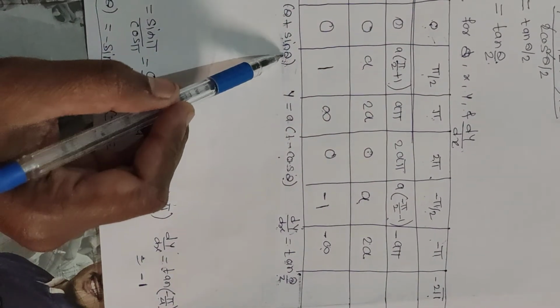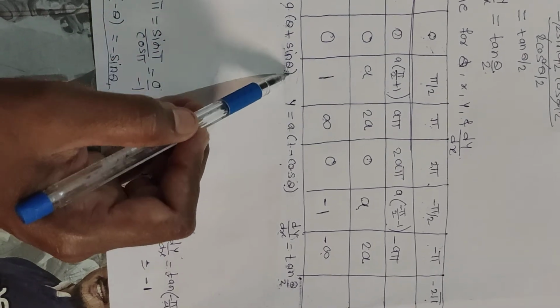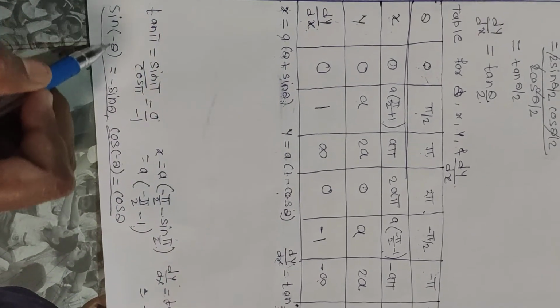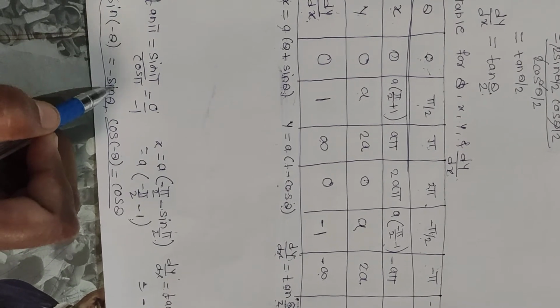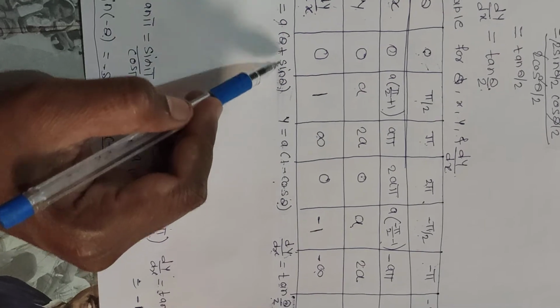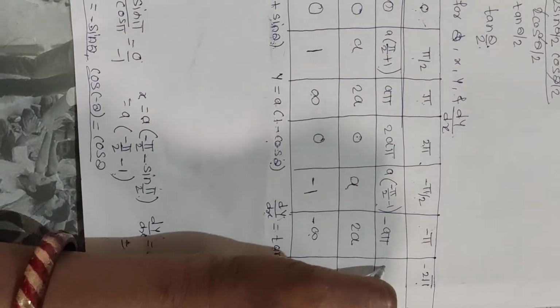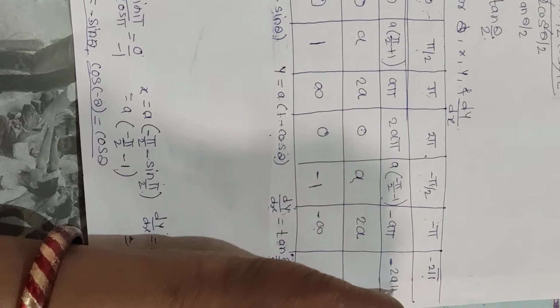Similarly, we have to calculate for theta equal to minus 2 pi. Again we put theta equal to minus 2 pi, so minus 2 pi plus sine of minus 2 pi. But sine of minus 2 pi is minus sine 2 pi, and the value of sine 2 pi is 0. So 0 plus minus 2 pi into a, so here we get minus 2a pi.